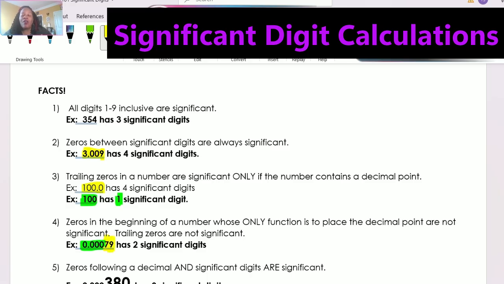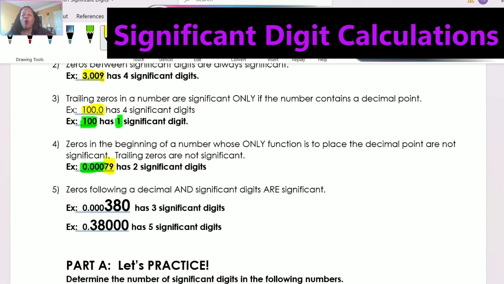7 and 9 are the only 2 significant digits in this particular instance, okay? So that's another way to look at it. The zeros that come before a significant digit do not count. Now, how does this rule change with zeros? Well, it's based on rule number 5. The zeros at the beginning of the number do not count.